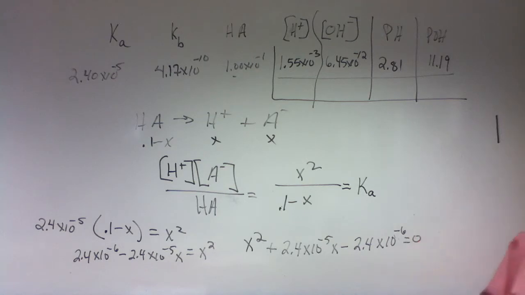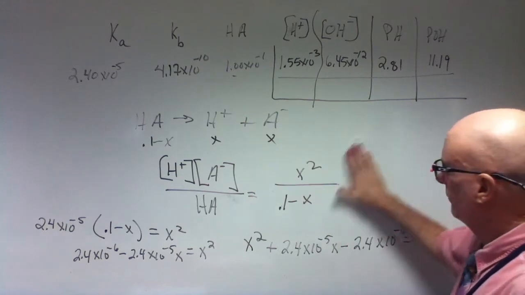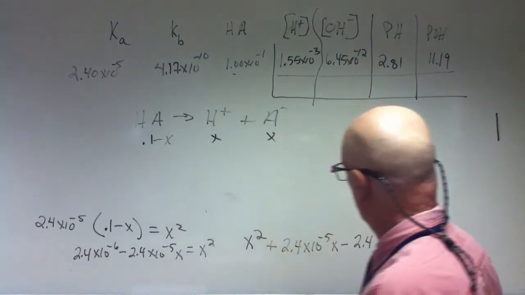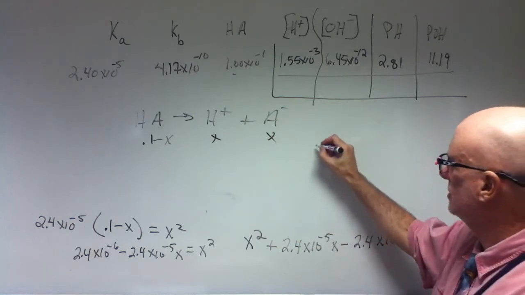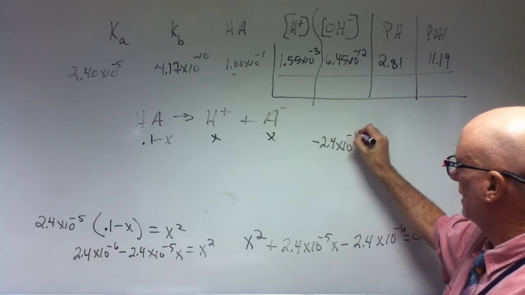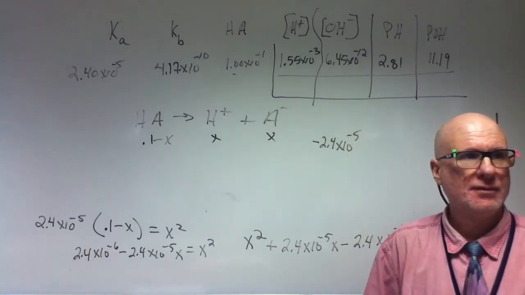I'm going to erase this. Is that okay? So then this becomes minus 2.4 times 10 to the negative 5th. Quadratic equation.